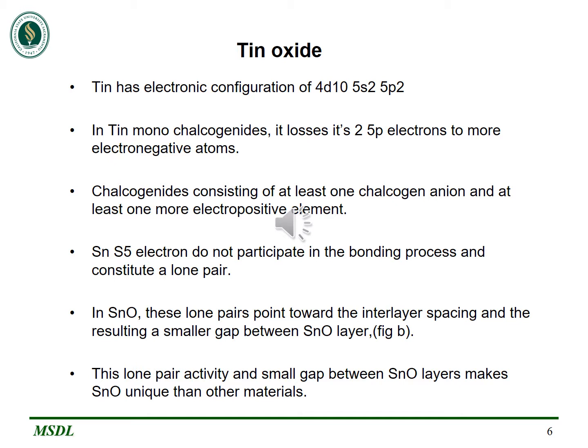In tin, the 5s electrons do not participate in the bonding process and they constitute a lone pair. In tin oxide, these lone pairs point toward the interlayer spacing and result in a smaller gap between the tin oxide layers. This lone pair activity and small gap between the two layers makes tin oxide unique compared to other materials, as the other materials have a larger gap between the two layers.